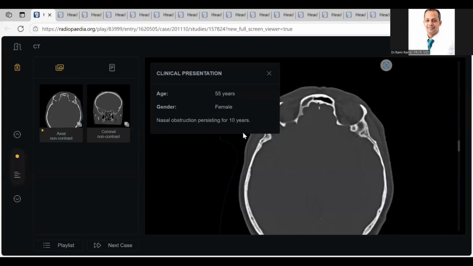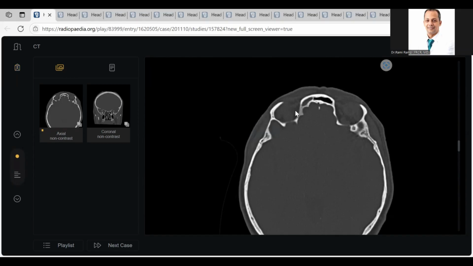Sir, I have requested a 55-year-old female patient with nasal obstruction, persistent for 10 years. Okay, I approved. Go on. So I am looking at CT scan images.